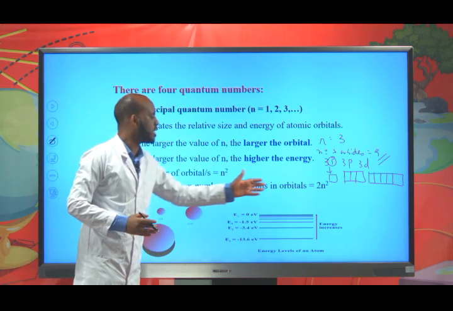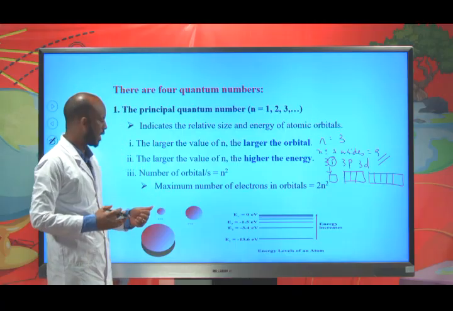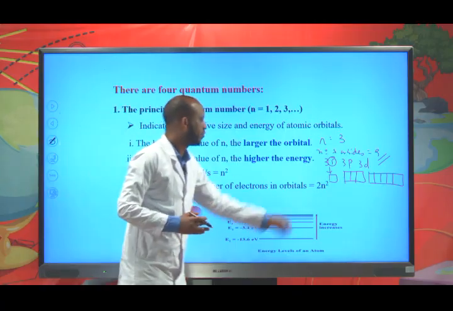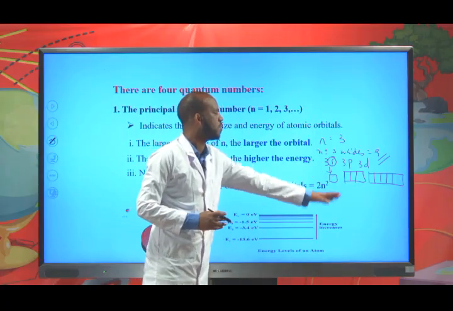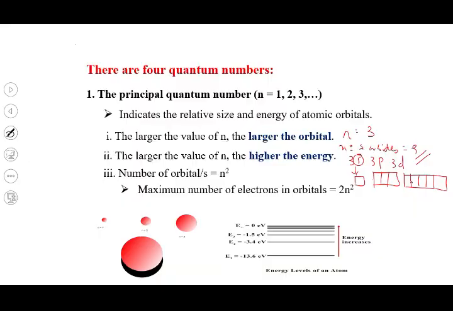Maximum number of electrons in orbitals. An orbital accommodates a maximum of 2 electrons. Therefore, the 9 orbitals accommodate a maximum of 18 electrons. 2n squared.